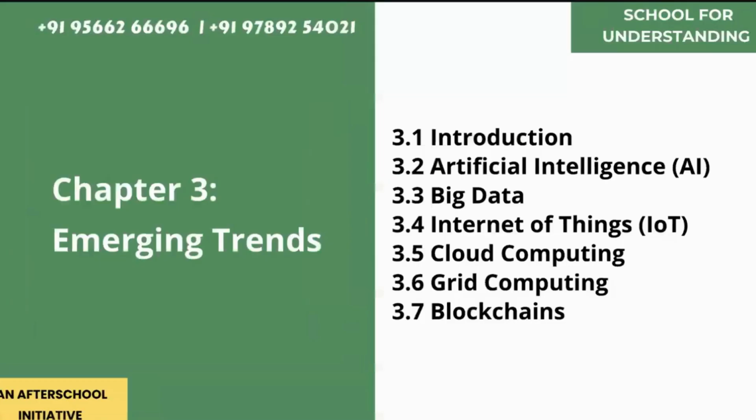So moving further, Chapter 3, which is Emerging Trends, where you will explore cutting-edge technologies. The sections include Introduction, then Artificial Intelligence, followed by Big Data, then Internet of Things, IoT, next Cloud Computing, then Grid Computing, and finally you will be learning blockchains.